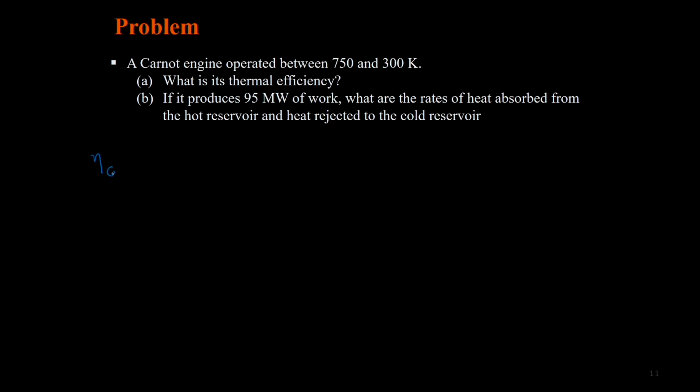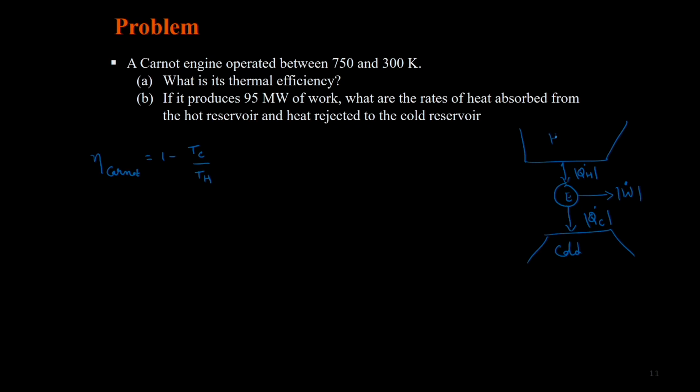Like we said, the thermal efficiency of a Carnot engine is going to be 1 minus Tc over Th, right? In this case, producing work. These are rates of work, so let's use a dot there. This is QH dot, this is W dot, and this is QC dot. And we are rejecting heat to the cold reservoir. We're accepting heat from the hot reservoir. The efficiency is 1 minus Tc by Th.